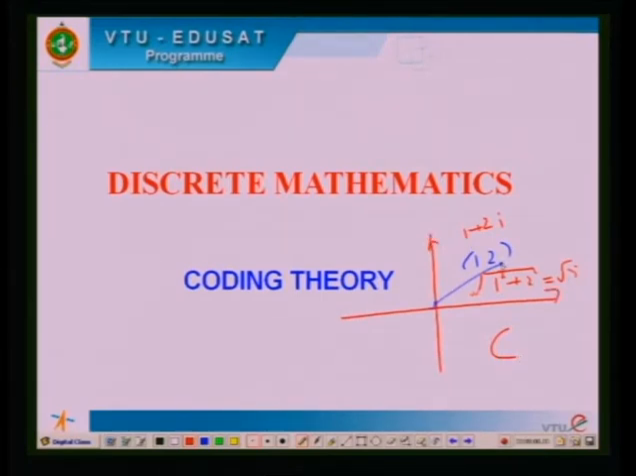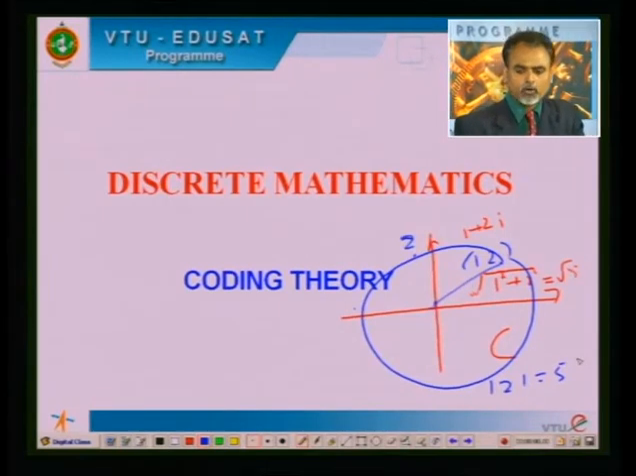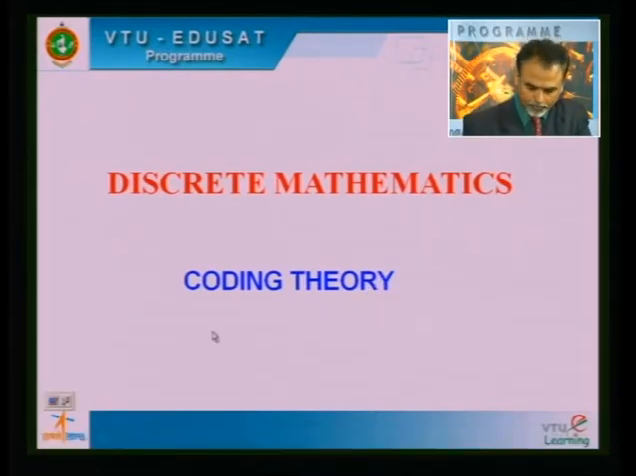So any point in the complex plane, any point on this circle will have the same distance, that is mod z equal to 5. A similar type of distance we can define in coding theory also. Here also some group structure is there, some set of numbers are there, and we can define the distance. We can define the distance in real number theory also. So why not in coding theory? Let us try to do that.